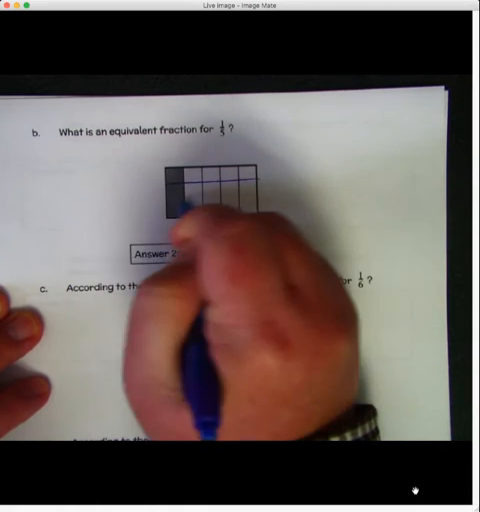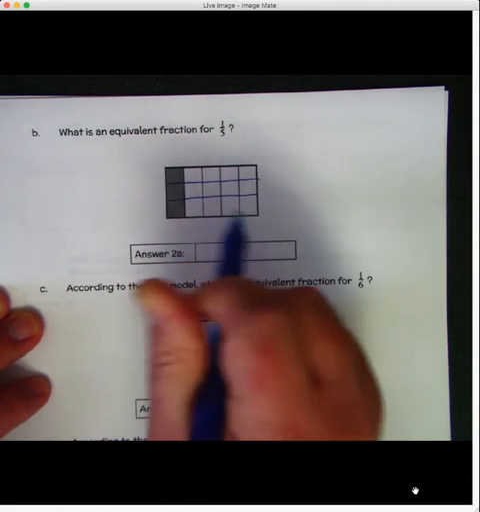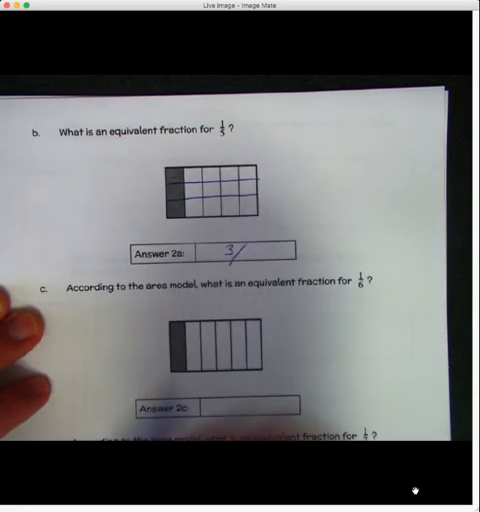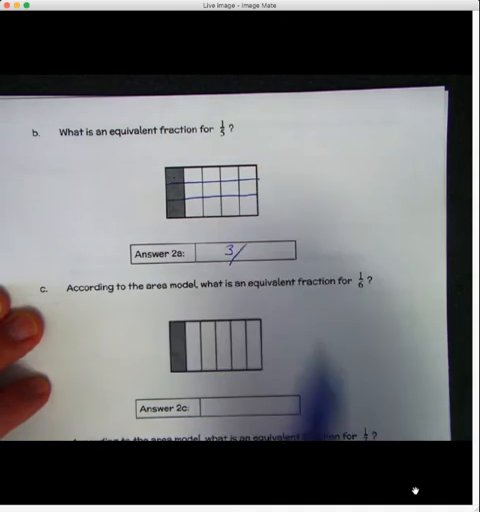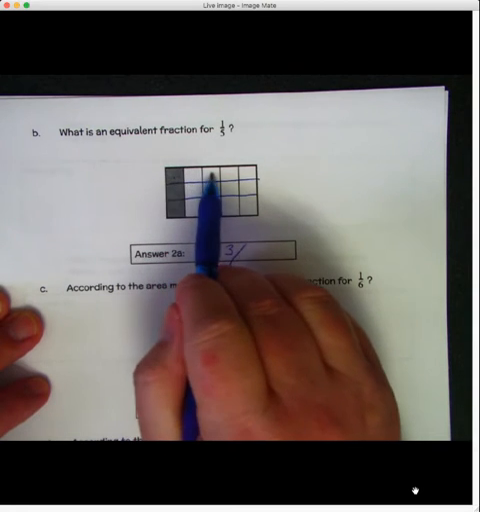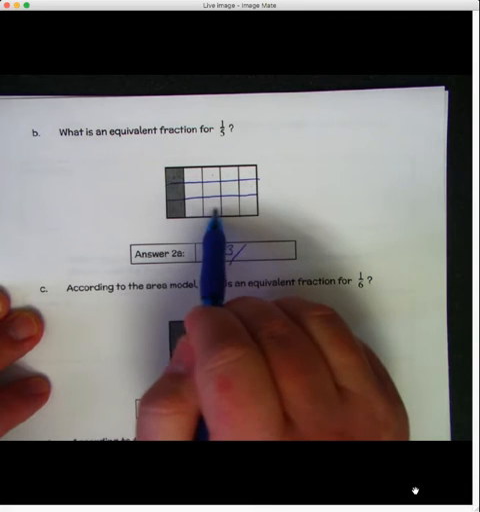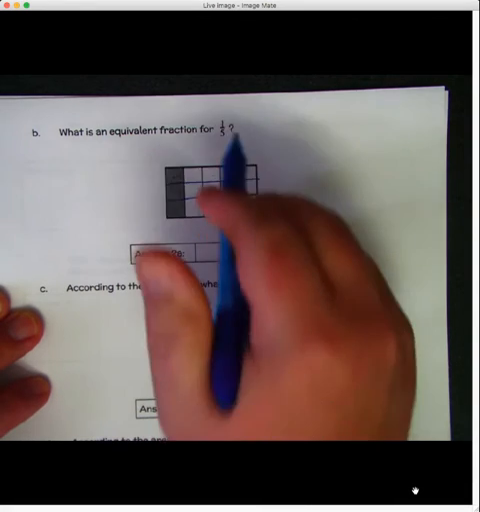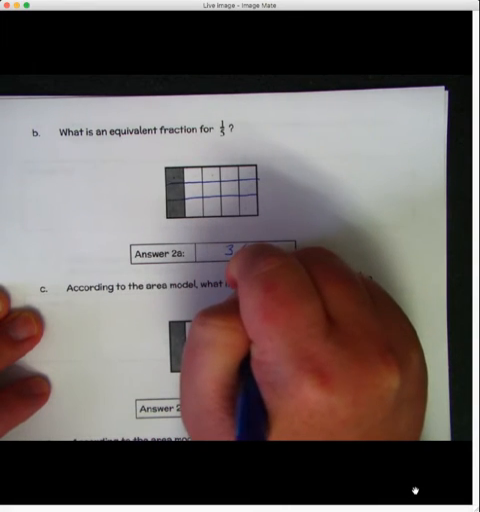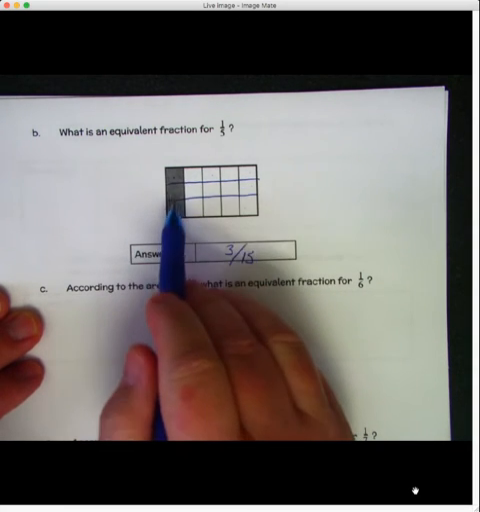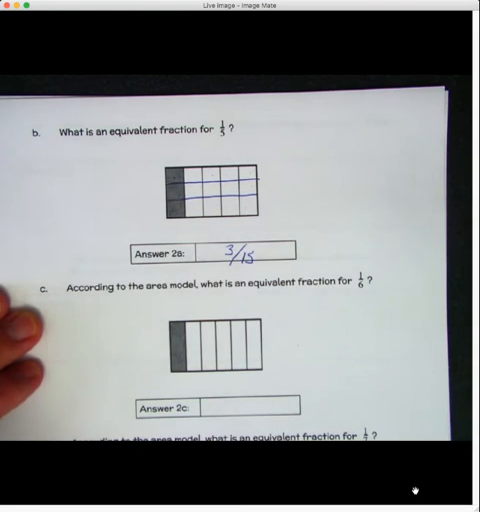So 1, 2. And now we've split that one piece into 1, 2, 3 pieces. Out of how many? Let's count and see. 1, 2, 3, 4, 5, 6, 7, 8, 9, 10, 11, 12, 13, 14, 15. So 1/5 is the same thing. It's equivalent to 3/15. I've just taken that one piece and made it into 3 smaller pieces. All right, so you can draw that. It makes it a little harder to count them, doesn't it?